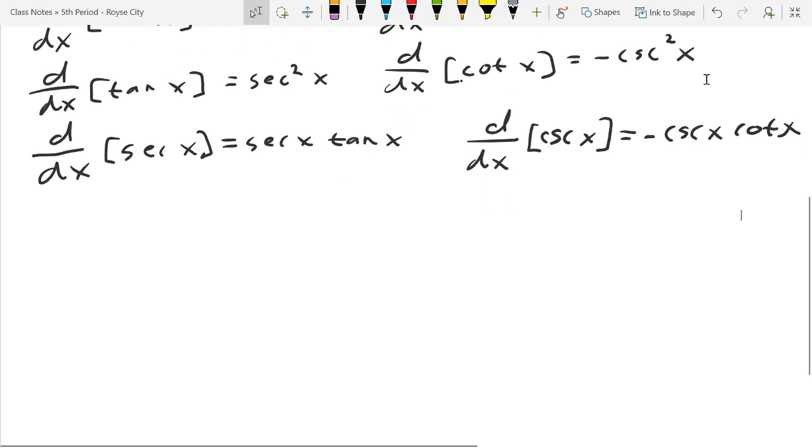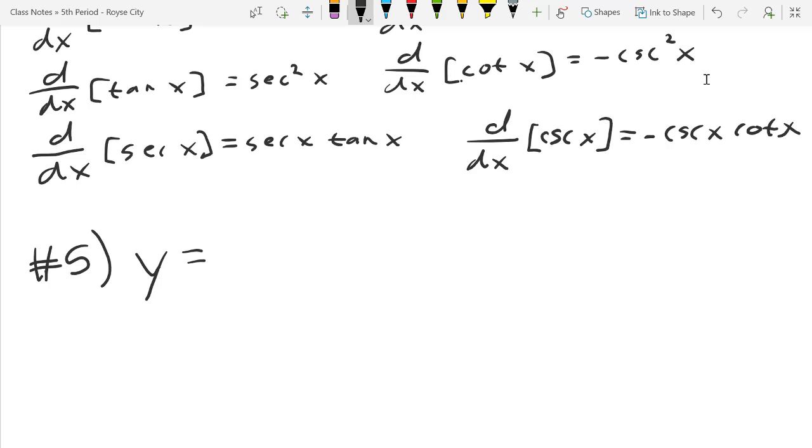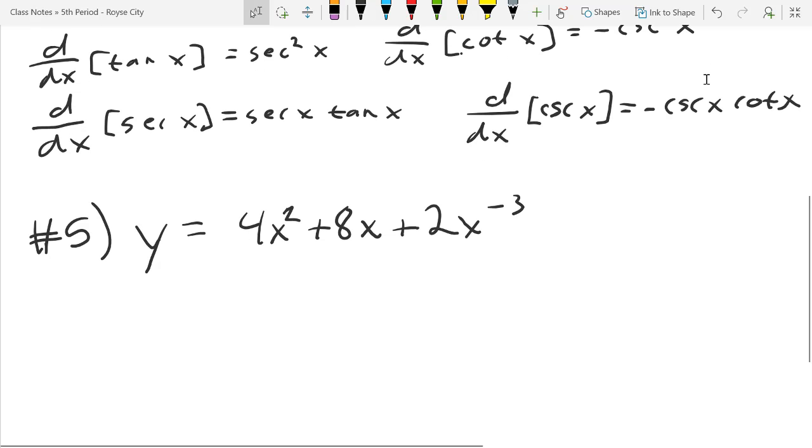So the very first example we'll look at, let's see, say number 5, where we have y equals 4x squared plus 8x plus 2x to the negative third. And we need to find the derivative y prime. This is all going to work by the power rule we had up above. We take the derivative term by term.